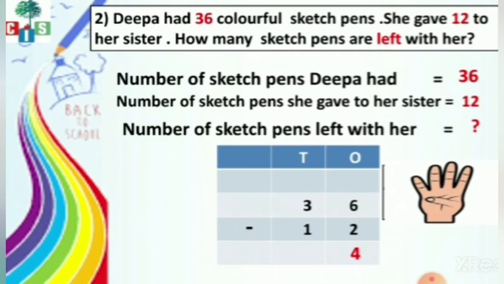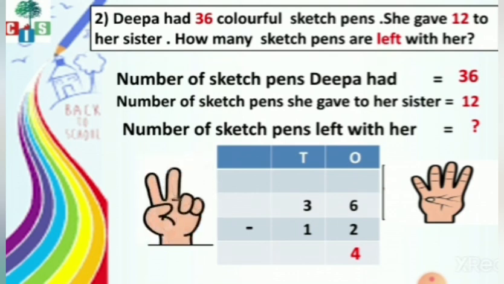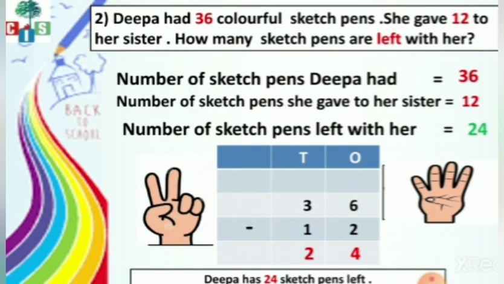Now, let's move to the tens column. 3 minus 1. Open your 3 fingers and close 1 finger. And see how many fingers are open? 2. 3 minus 1, you will get the answer 2. So, here I have put the question mark. So, I'll erase it and write it over there. 24. Deepa has 24 sketch pens left.